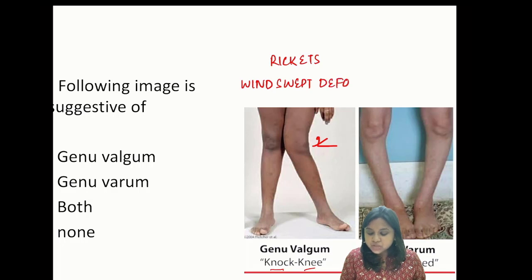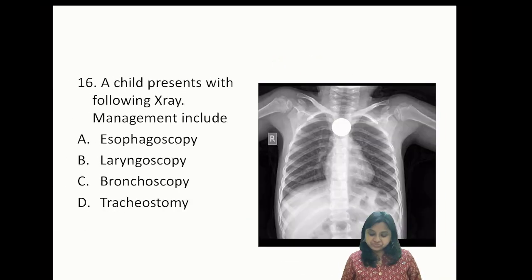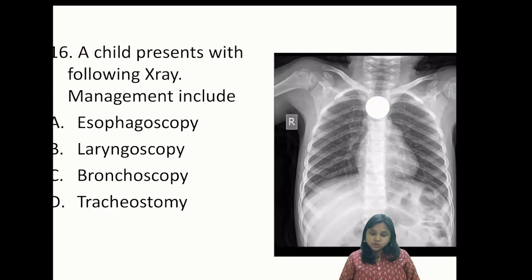In windswept deformity, you need to remember that we need to rule out rickets, but we also need to rule out rheumatoid arthritis. Okay. A child presents with the following X-ray. You can see a circular thing, right?